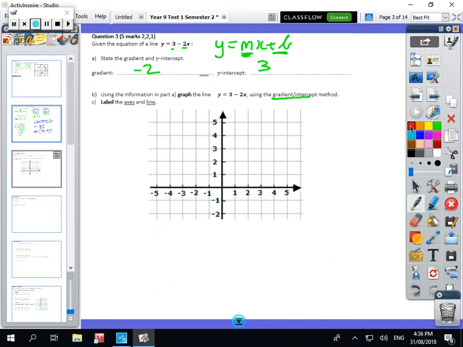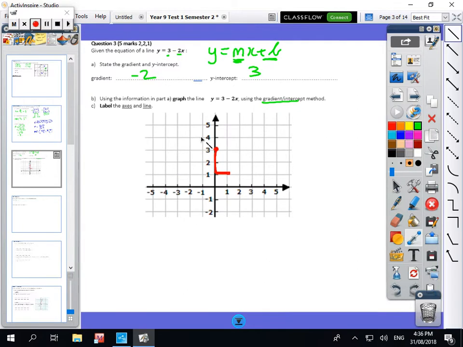Okay, so in the gradient-intercept method, you put the y-intercept first, and the gradient is minus 2, so you go down 2 and across 1, so the rise is minus 2 and the run is 1, and then you just join those up. Hang on, let's get a straight line. Yeah, it's not quite straight, just move that up a bit, and move that back a bit, so it's something like that. Okay, and what else do I have to do?